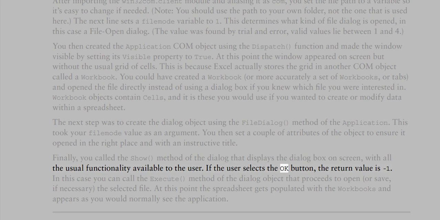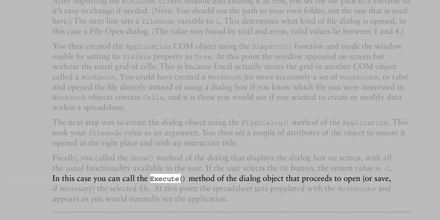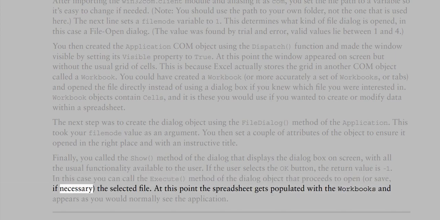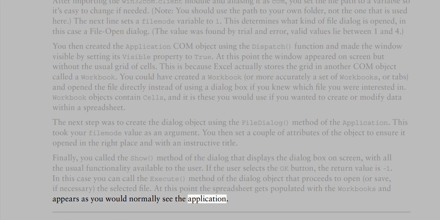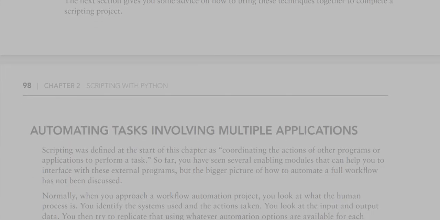If the user selects the OK button, the return value is -1. In this case you can call the Execute method of the dialog object that proceeds to open, or save, if necessary, the selected file. At this point the spreadsheet gets populated with the workbooks and appears as you would normally see the application. You have now seen many techniques for integrating different applications in a scripting program. The next section gives you some advice on how to bring these techniques together to complete a scripting project.